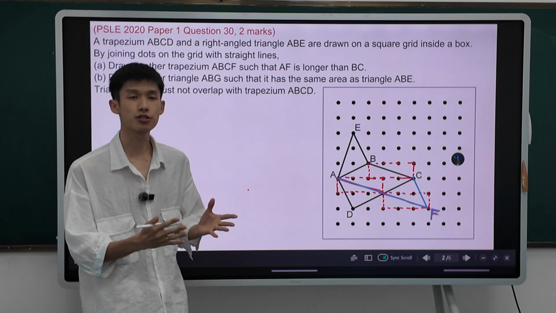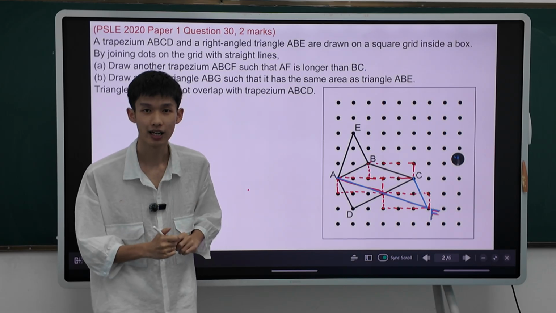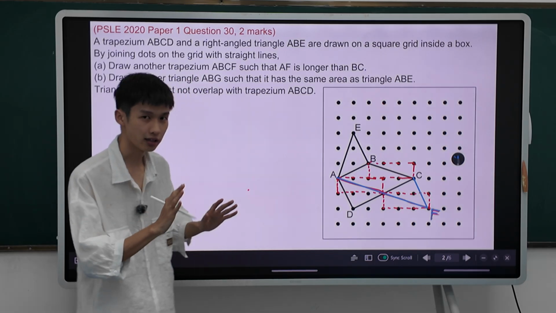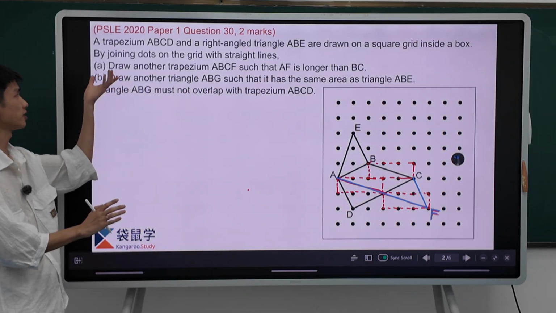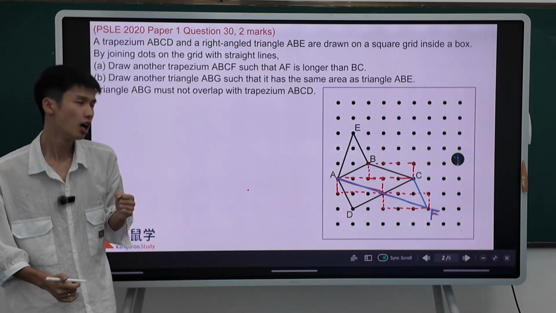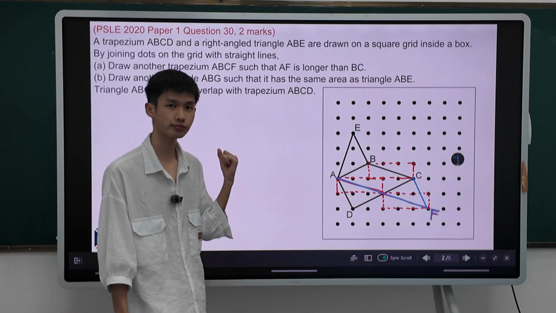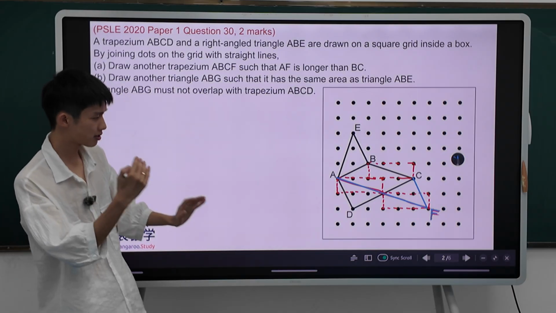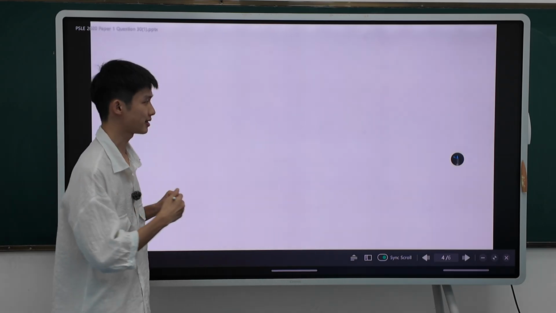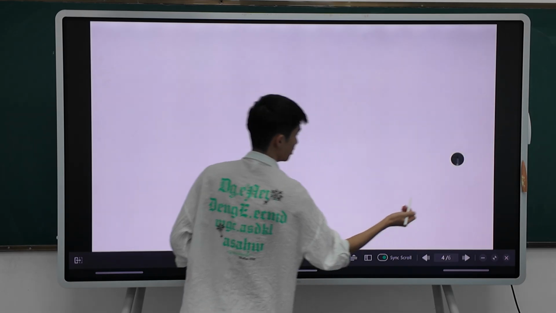To draw parallel lines to the slanted line, we can transform the slanted line into what shape? Rectangles. And then we draw the same size rectangles. The difficulty comes with the second question, which is to draw another triangle ABG such that it has the same area as triangle ABE. How do we draw same size triangles? By understanding this, let me show you one of the examples. Let's say the blue pen is not showing enough, so let me use black.